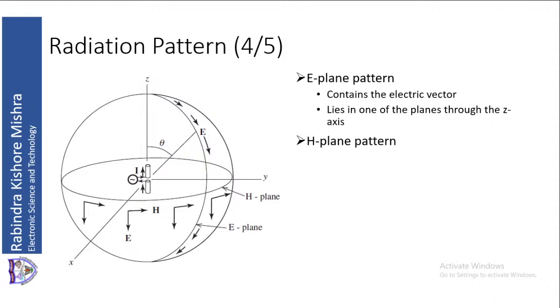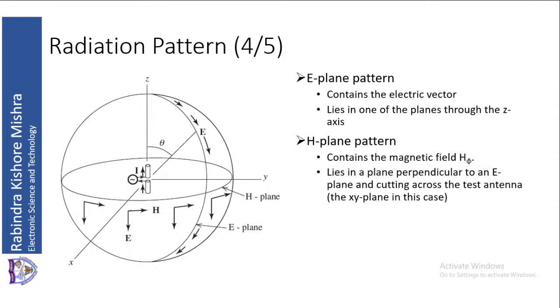Similarly, the H plane pattern contains the magnetic field H phi. Since it contains the magnetic field H phi, it lies in a plane which is perpendicular to the E plane and cutting across the test antenna. Usually it is the XY plane. In this case, you can see it is the XY plane, that is the H plane, and the E plane is in a plane which is passing through the Z axis.